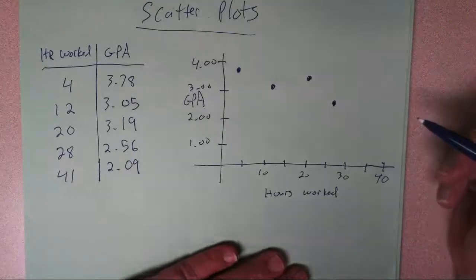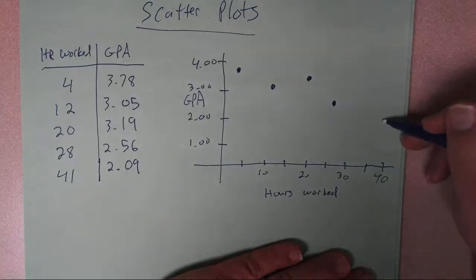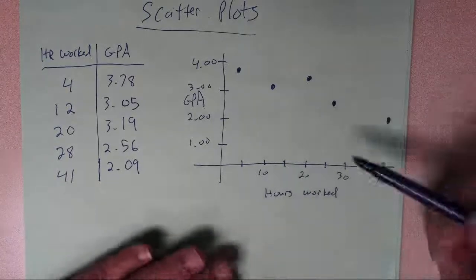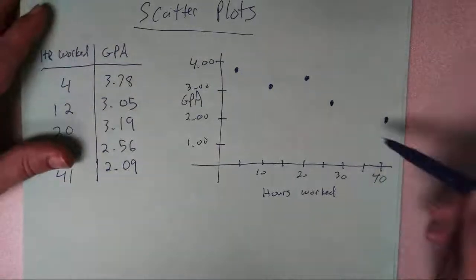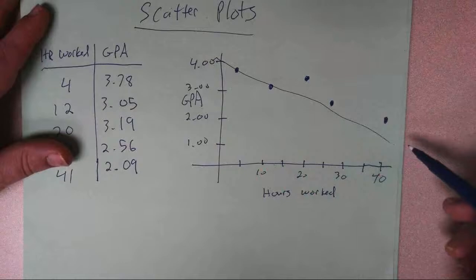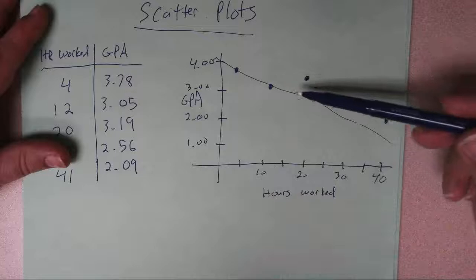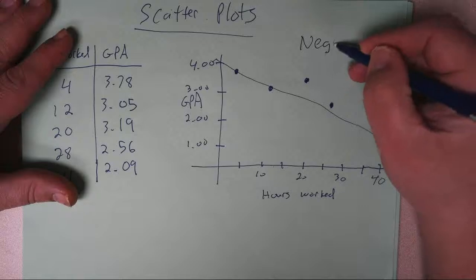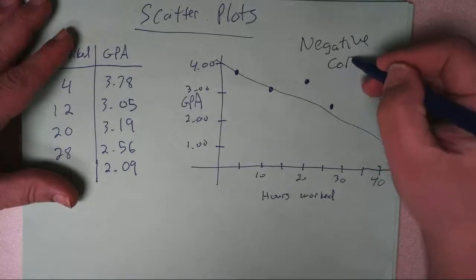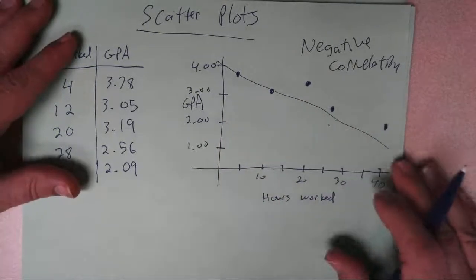And 41, way over here, 2.09. Maybe something like this. Okay, so you're going to plot all the points, and you could have a whole bunch of points here. But what you see is that in general, there's a downward trend. As the number of hours worked increases, the grade point average is going down. And what we would say is that there's a negative correlation. I would say that this is a pretty strong negative correlation.